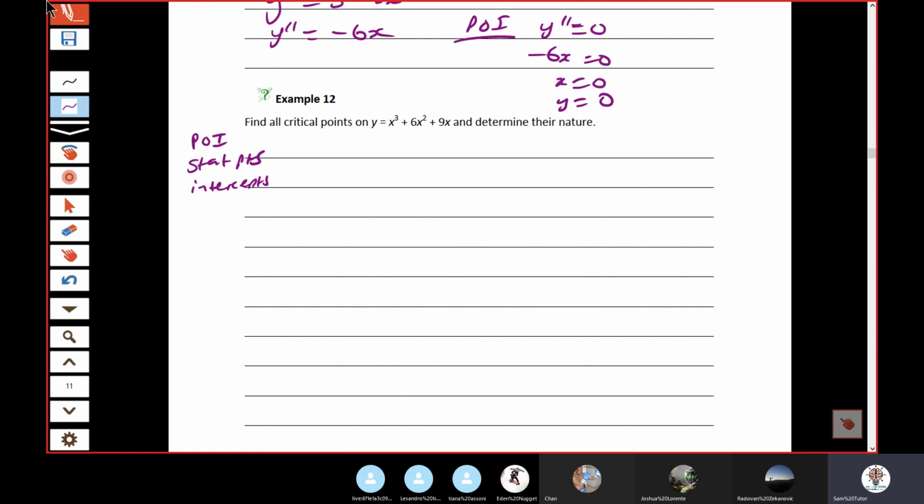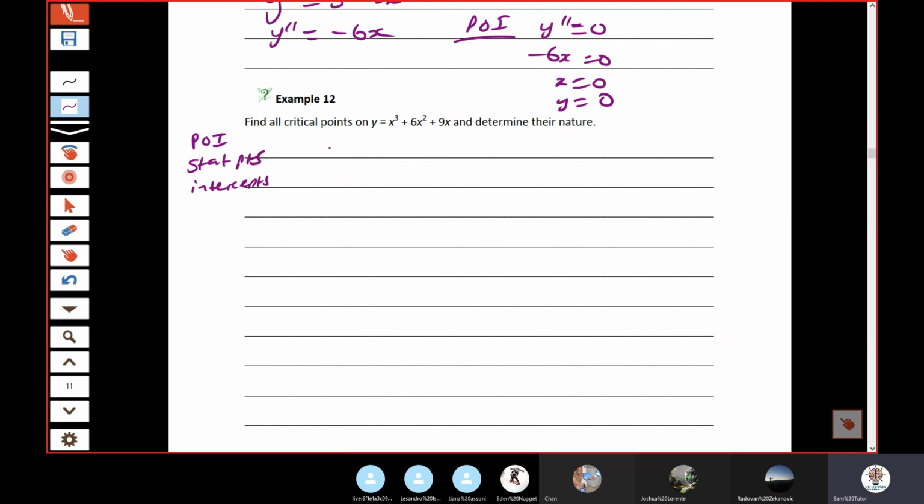Okay, my turn. Let's see how far you guys got with this. Find all critical points. Okay. y dash equals 3, sorry. I'll start with intercepts, just because I think that's what you guys started with.